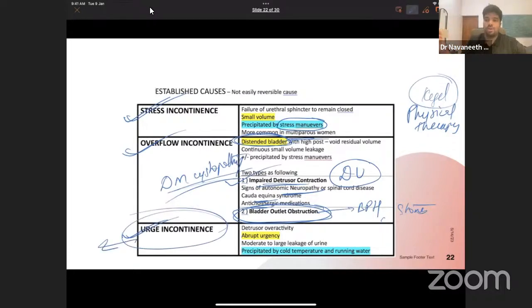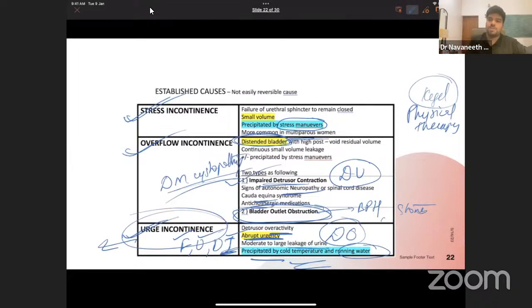Under urge incontinence we have neurogenic and non-neurogenic types. Neurogenic causes lie within the micturition reflex from the cortex up to the bladder wall, where you're going to have detrusor overactivity, or DO. So here you're going to have urgency. It is frequency, urgency, and urge incontinence, precipitated by running water, cold temperature, and the like, with moderate to large leakage of urine. Urge incontinence classically has large leakage of urine, whereas stress incontinence is dribbling.